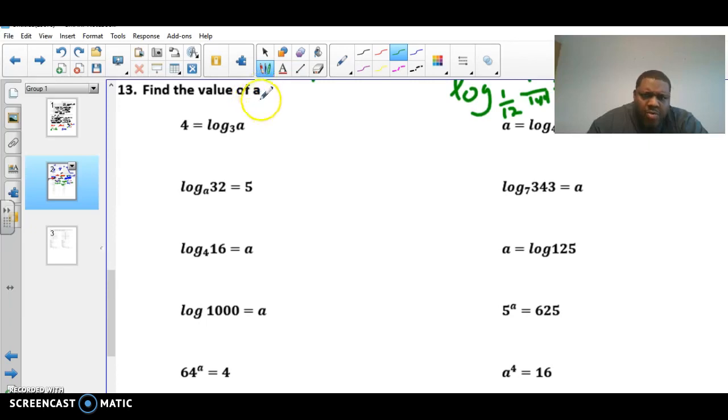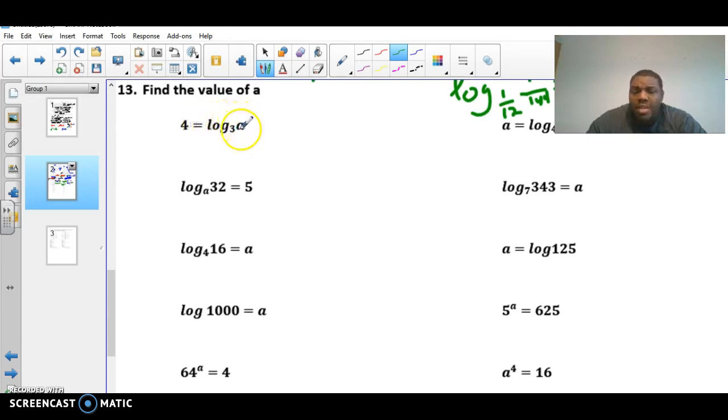Notice on this problem right here, we're going to find the value of a, guys. A here is just a variable. This is not referring to the conversion equation we were using where a was an argument, which became the answer. That is not the case here. Here we are just solving for this variable. Now listen, we should know our parts. Here's our base, here's our argument, here's our exponent.